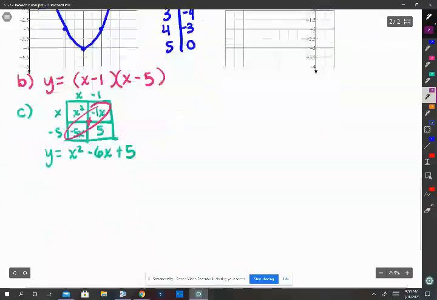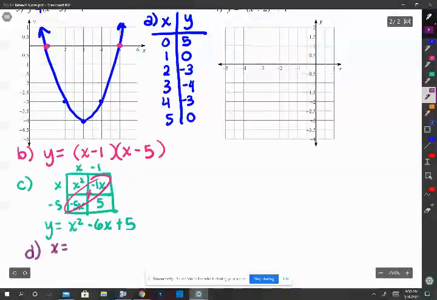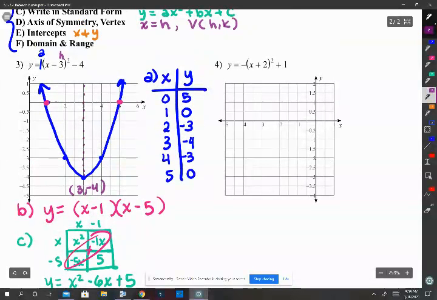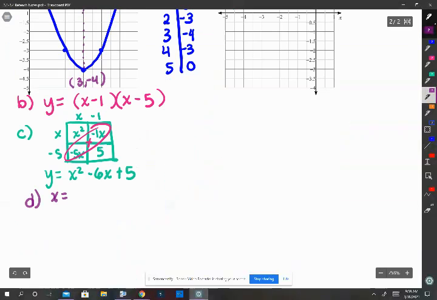And then for D, we're going to write down our vertex and our axis of symmetry. So x is equal to, notice that it's crossing, or it goes through this point right here. My vertex was 3, negative 4. Notice that you also have that from here. Here's h and here's k. So we have that information from our equation. So x is equal to 3, and our vertex is the point 3, negative 4.